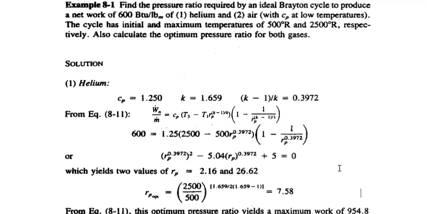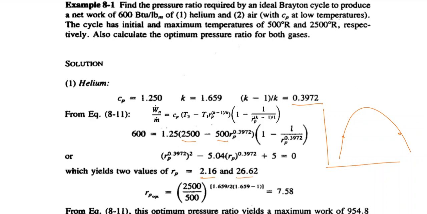That is equal to 1.25 into (T3 minus T1). In terms of T1 and T2, we have written T1 times the pressure ratio to the power (gamma minus 1) divided by gamma, and obviously we have the (K minus 1) divided by K, that is 0.3972. Solving it, we will have an equation like this, and this is definitely a polynomial equation. So for a polynomial equation, you might get two values. When you are solving it, you will get 2.16 and 26.62.